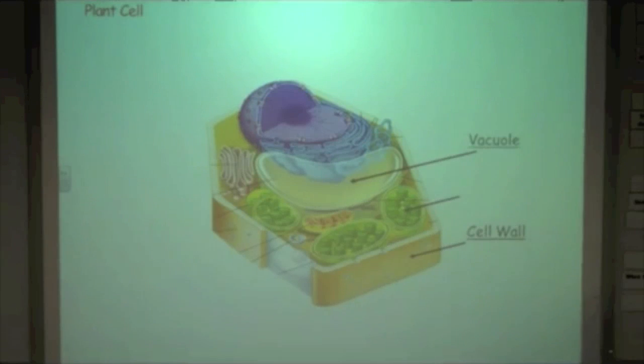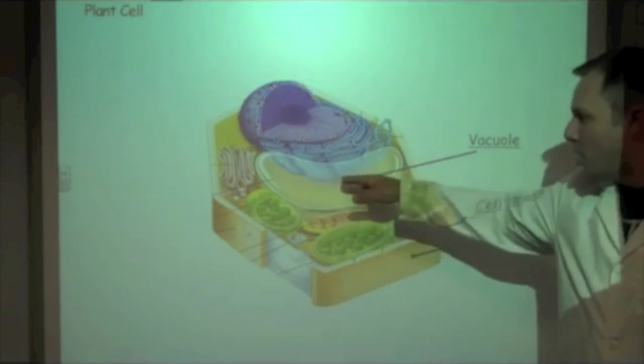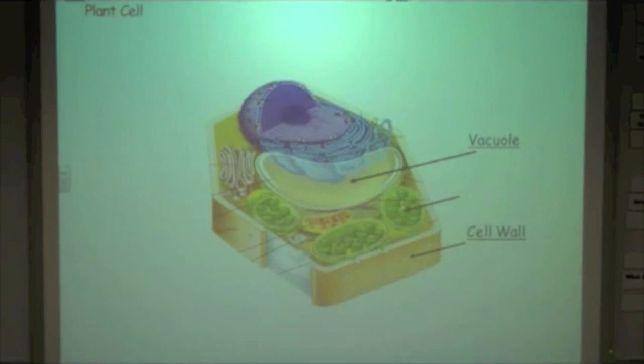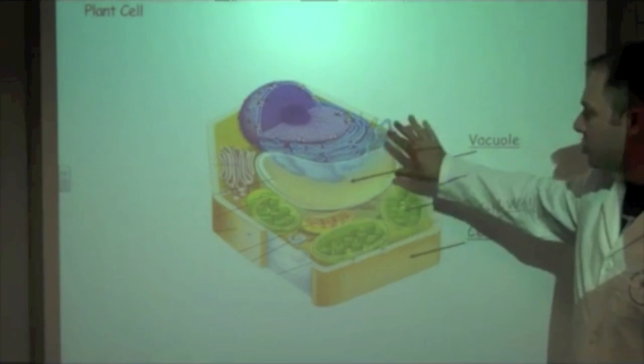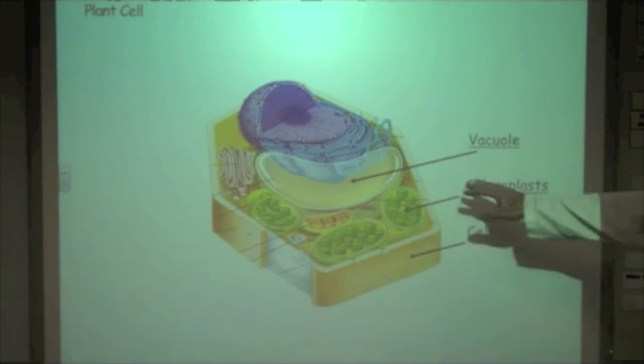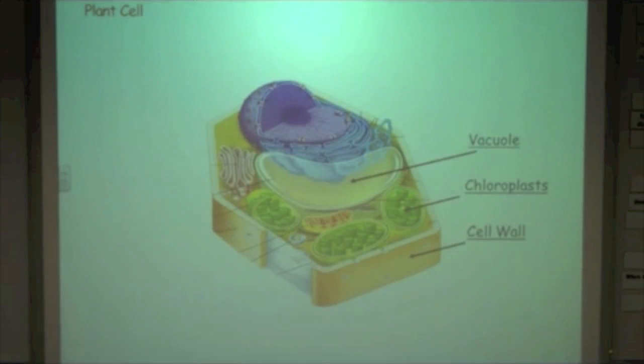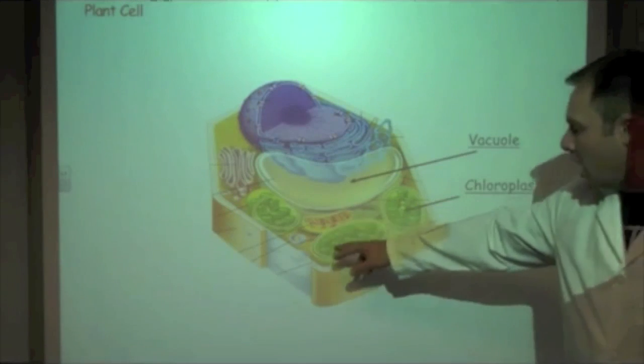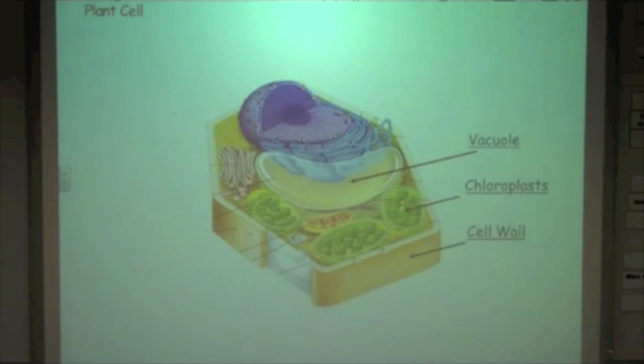Vacuoles. Now, vacuoles are in both plant and animal cells, but plant cells have the one large, centrally located vacuole, which stores water. And then we have chloroplasts. Chloroplasts are the green structures. They're the things that make photosynthesis happen. They take in sunlight and turn that sunlight into food for the plant cell. And then you can see a couple other structures such as mitochondria and cell membrane. They're also in both. Very good.